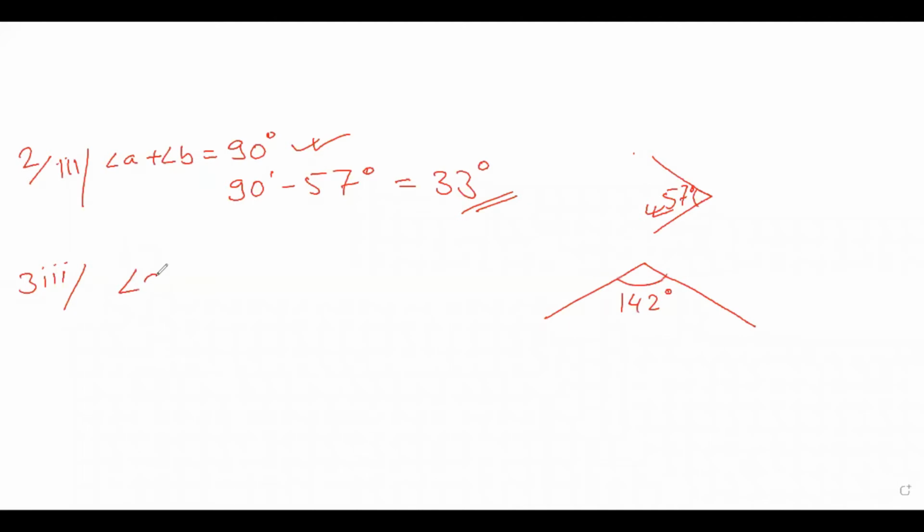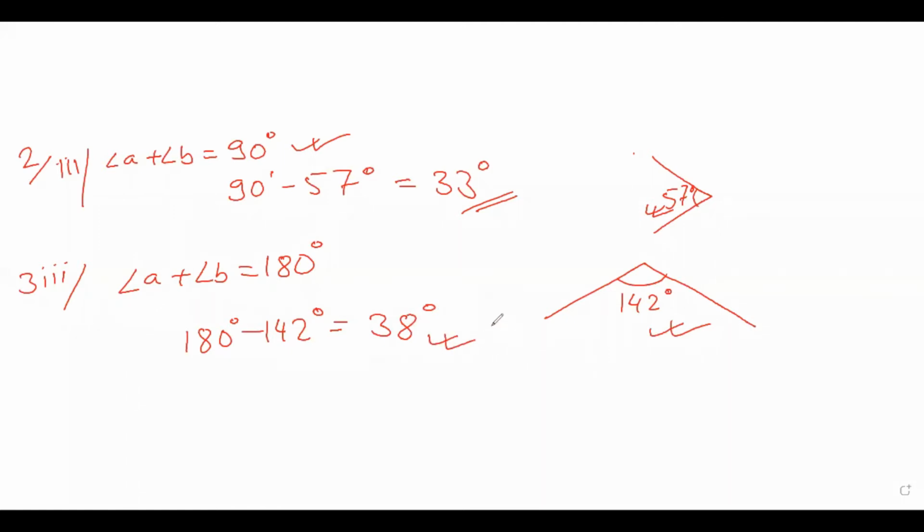Supplement means the sum of two angles is 180 degrees. So if one angle is given as 142 degrees, the other angle will be 180 minus 142 degrees, that is 38 degrees. Okay.